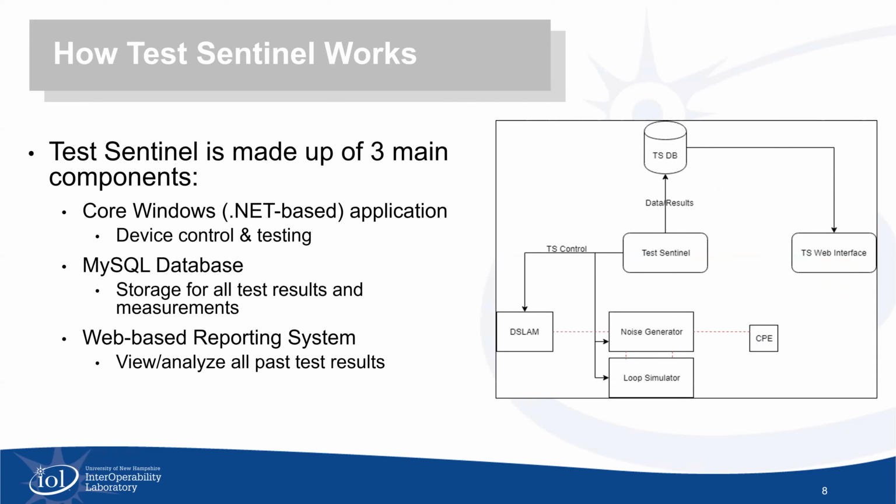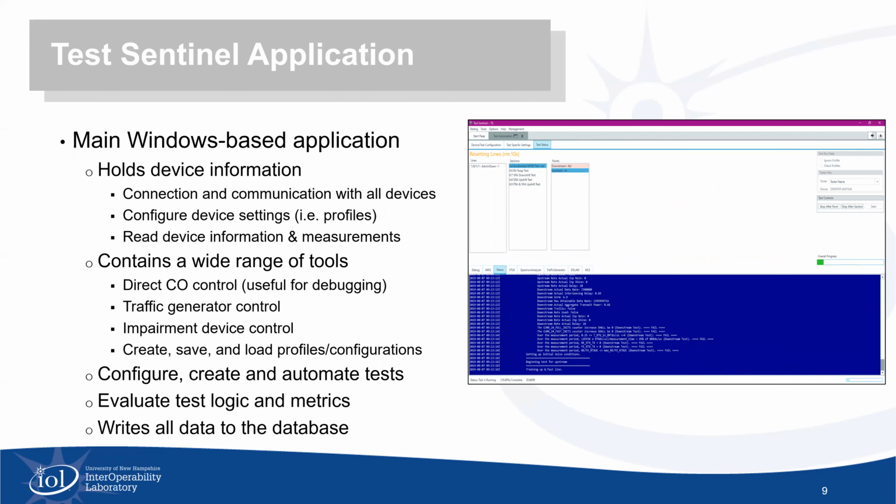So any automated test that was run can be viewed here, exported to CSV files, and you can view all the graphs and stuff. So we're going to talk about each of these parts in more detail here. Firstly, we'll talk about the Windows-based application that performs the automation.